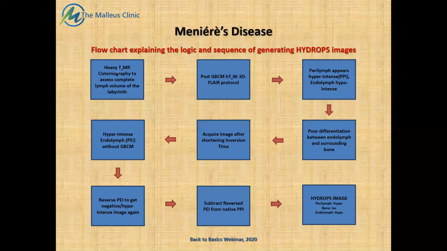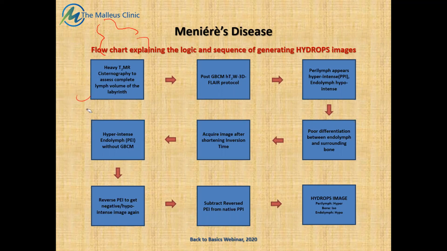The first thing the patient is subjected to is a heavy T2 MR cisternography. The idea is to get the entire volume of the otic capsule of the labyrinth, both perilymph and endolymph. On a T2 weighted image without contrast, both endolymph and perilymph appear hyperintense. So the idea is to get the complete volume of the cochlea, the vestibule and the semicircular canals through the heavy T2 MR cisternography.